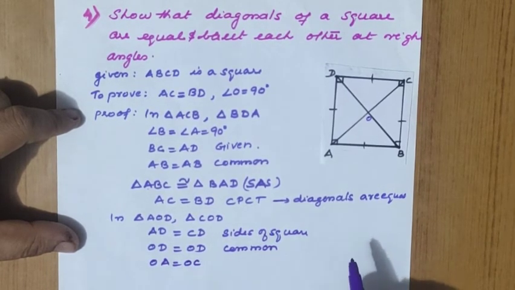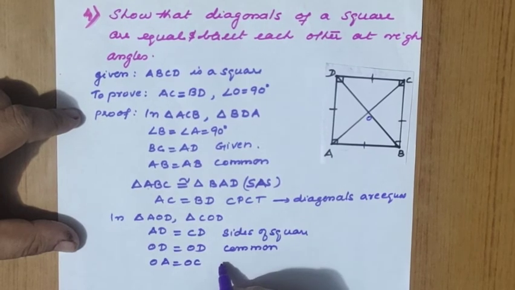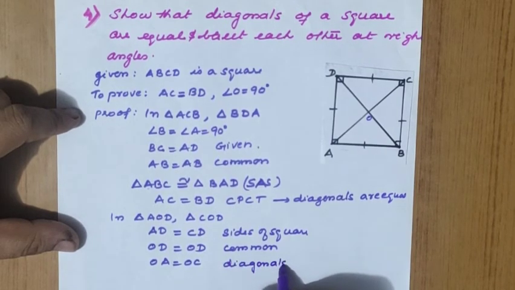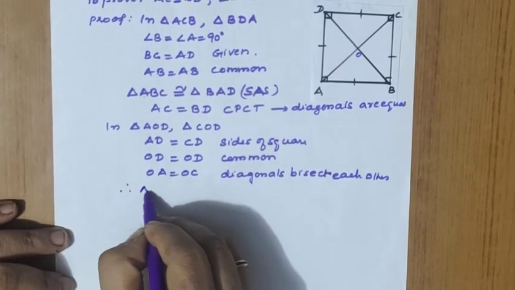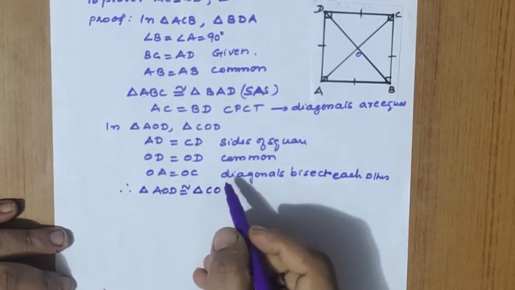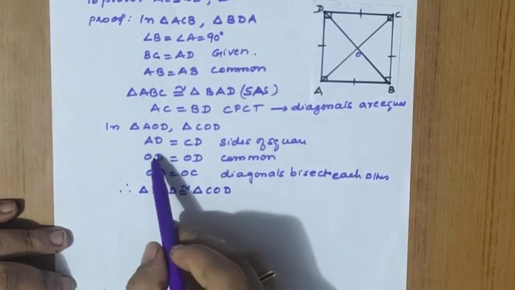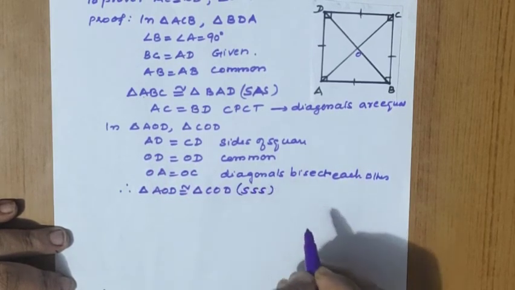What is the reason for that one? OA equals OC, it's a square, so diagonals bisect each other by the parallelogram property. A square is a special type of parallelogram, so diagonals bisect each other. Therefore, triangle AOD is congruent to triangle COD. OD equals OD, and D is for D, means A is for C. Now by SSS criteria, these two triangles are congruent.